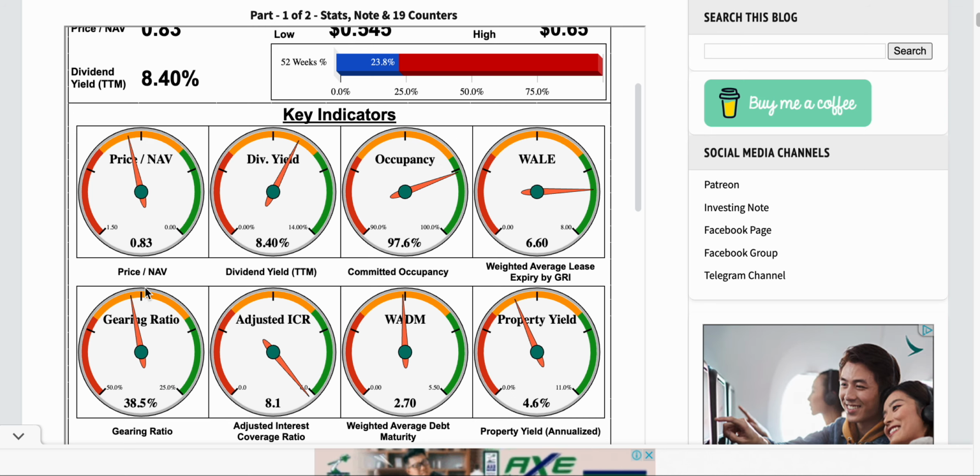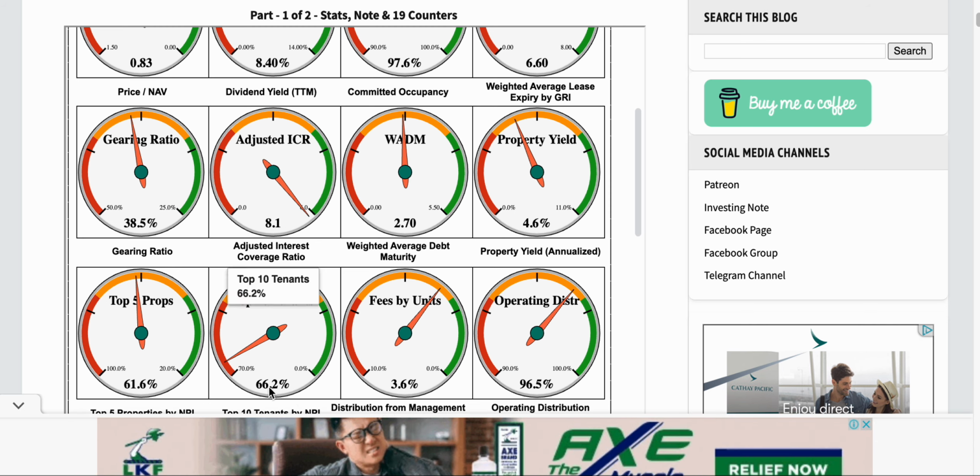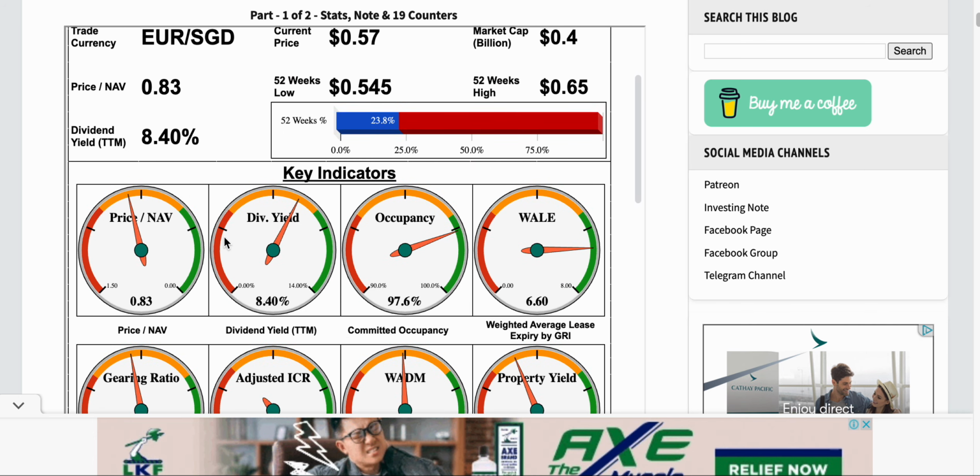So we try to see if there is anything red or not here. You see this one, top 10 tenants by NPI is 66.2%. That means their top 10 tenants are basically 66% of their net property income, which means concentration risk. So a high number is not a good thing, and you can see it's pointing towards the red side. So this is not a good number. How do you know? You see the pointer is pointing at the red side. Generally, if I want to see whether anything is red, I look at this average, which is slightly on the good side, a bit better.